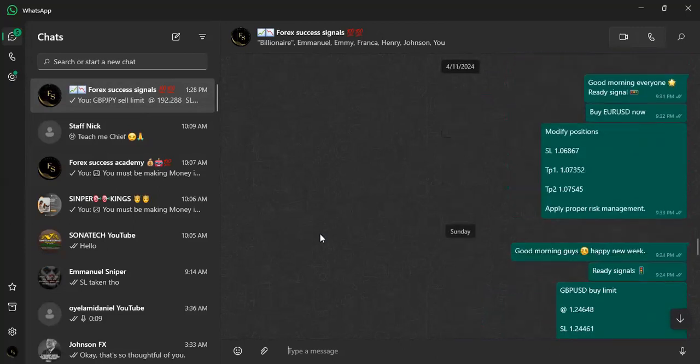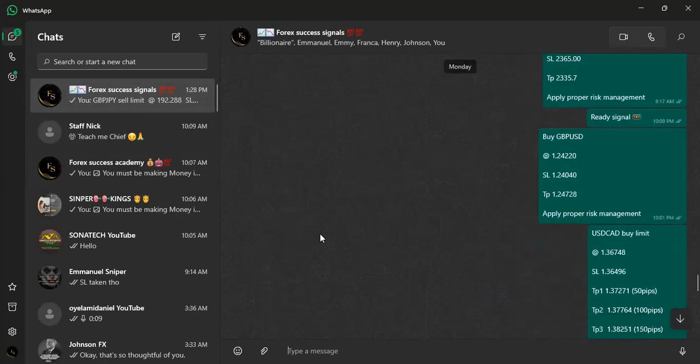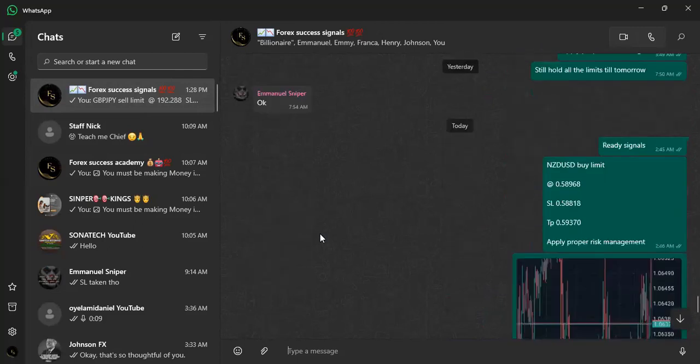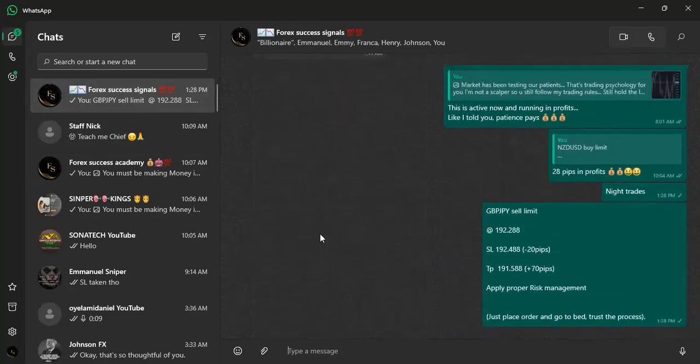So I don't send signals on gold because some of my mentees still have small accounts they are trying to grow, maybe $30, $50, $100. Imagine sending the signal on gold and then the SL was taken. So you know how volatile gold can be. So my priority is protecting the capital, right? Like the capital.